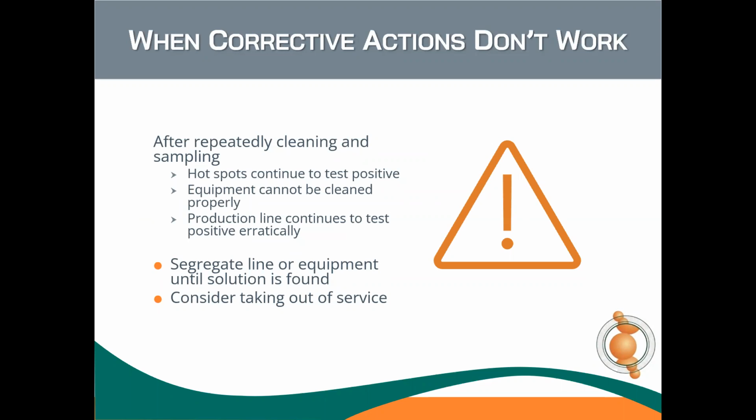Sometimes corrective actions just simply do not work. In spite of every effort to monitor, sample, and correct environmental issues, including deep cleaning equipment and environments, production lines still test positive erratically for pathogens or pathogen indicators such as Listeria species. Such equipment should be segregated and removed until your solution is found. The facility should consider taking the equipment out of service if it cannot be cleaned properly. So just keep that in mind. We don't want that to happen, but hopefully with your EMP, it will catch it before it gets to that.